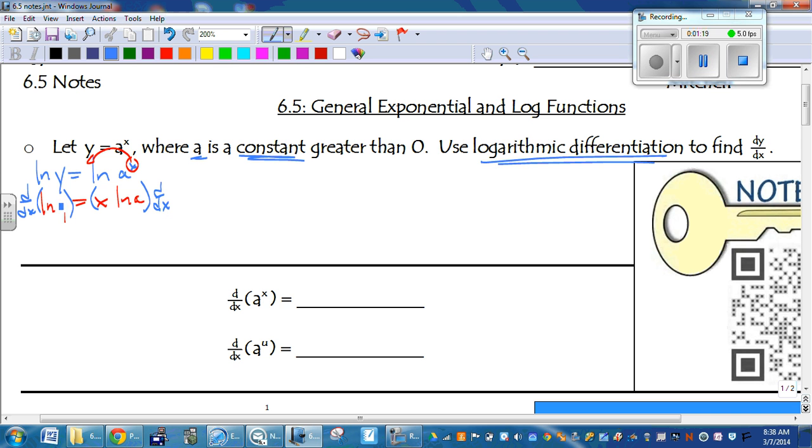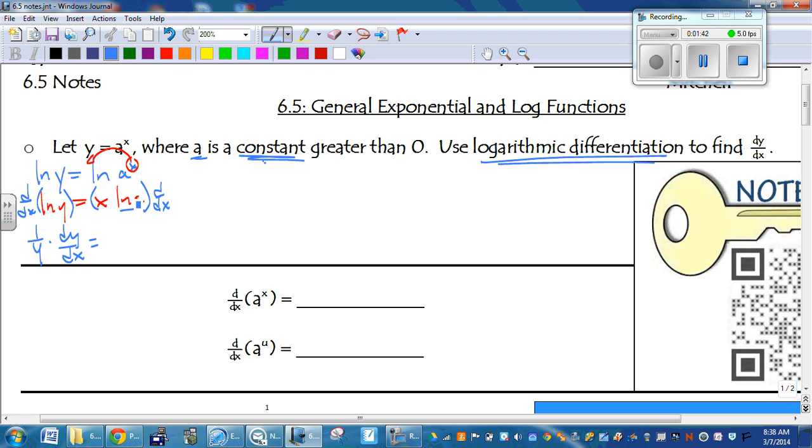So derivative of natural log of y, we get 1 over y dy dx. Over here, in a lot of problems in the past where we did logarithmic differentiation, we had to use product rule because we have two things multiplied here. But in this case, natural log of a, remember a is a constant, so that means that natural log of a is also a constant.